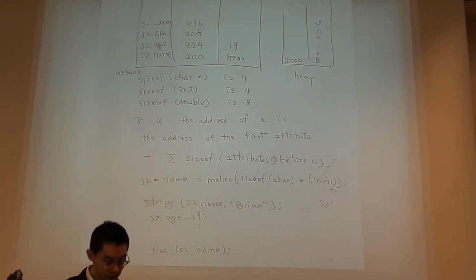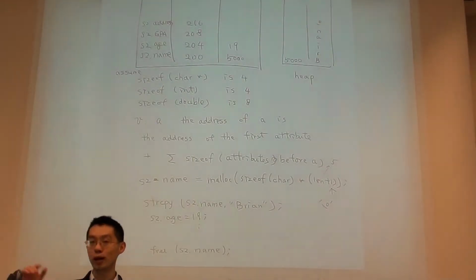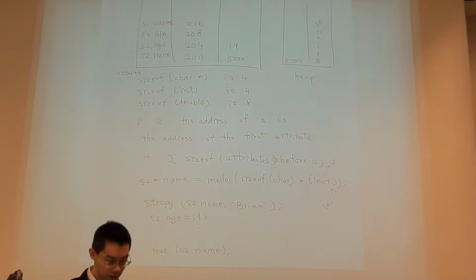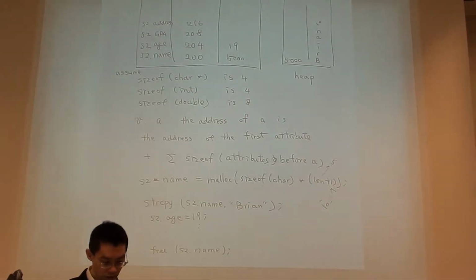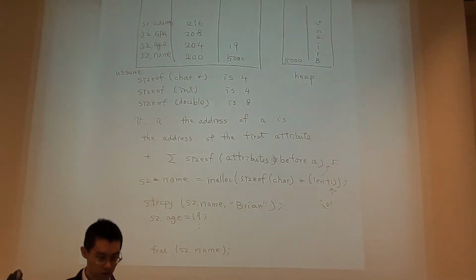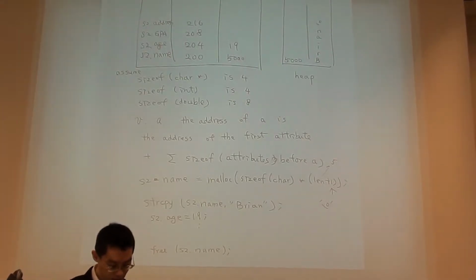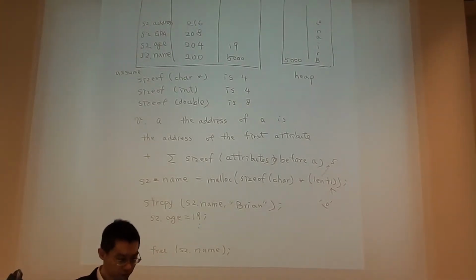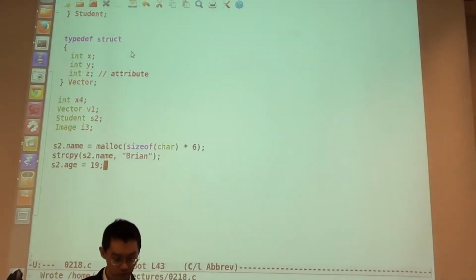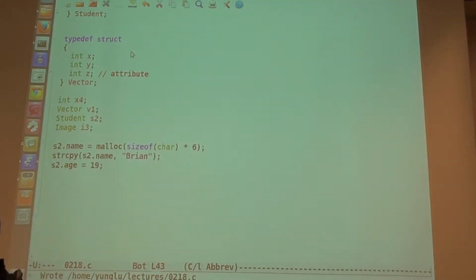So I can say s2.name equal to malloc size of 6. How do I know 6? Because I know Brian has 5 characters. That would be the code you would write. Or you can say s2.age equal to 19. Does that answer your question? Yeah. Okay.